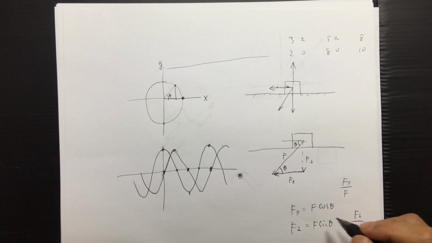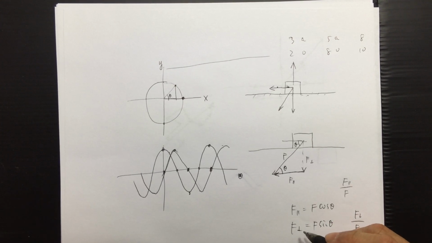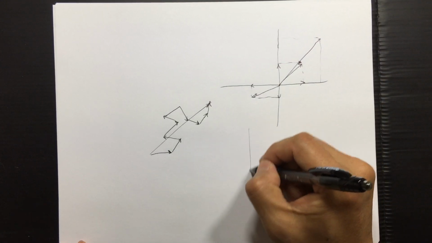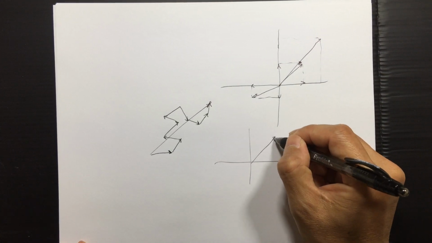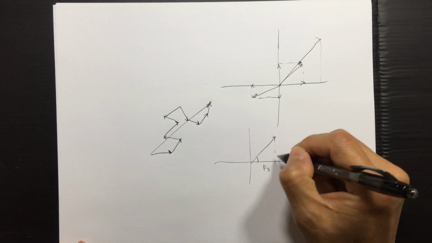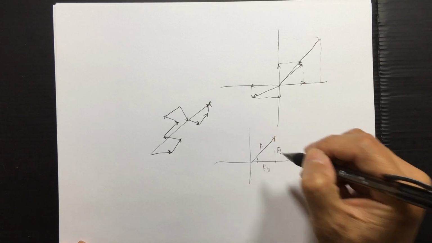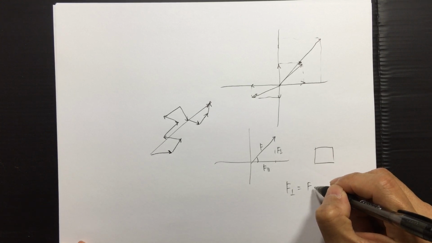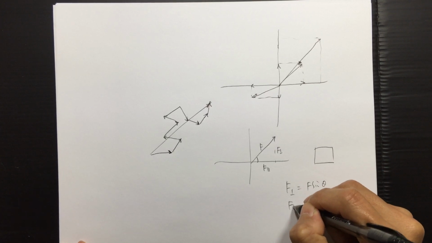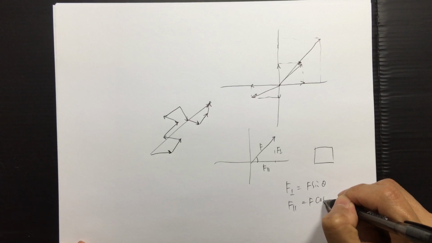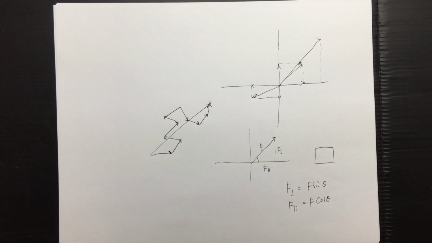So when you have an F, you can get F parallel and F vertical. When you have an F, you want this element and this element. Say this is F parallel, this is F vertical, this is F. F vertical equals F times what? Sine. F parallel equals F times what? Cosine. Right, on the side.